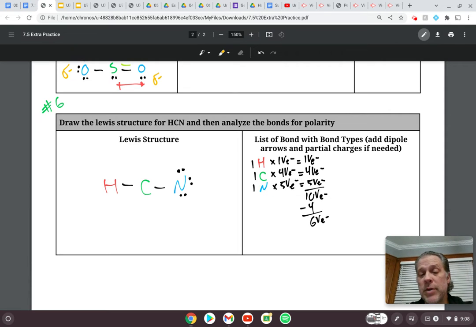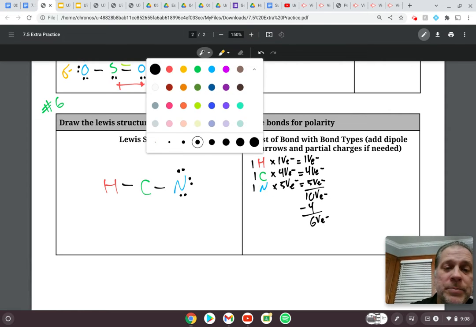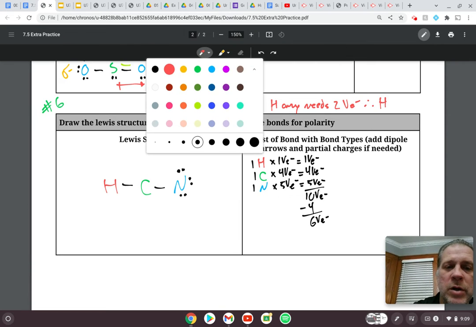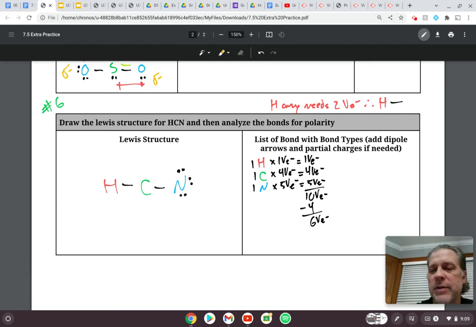And we have to remember that hydrogen is sort of special. Hydrogen only needs 2 valence electrons. So therefore, if you see hydrogen with a dash, it already has its 2 electrons, so it can't take any more. So hydrogen is actually good as it is. The nitrogen has 6 dots and 1 dash, so that adds up to 8, so that one's good. But the carbon only has 2 dashes, so it only has 4, and it's short.